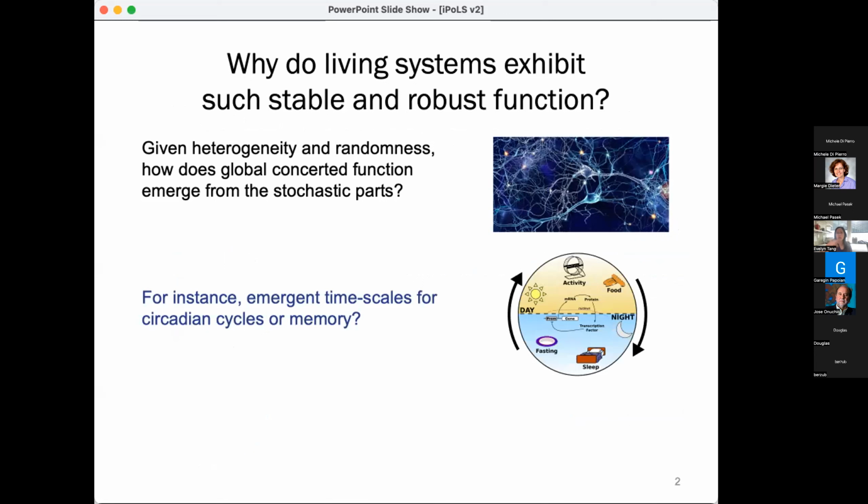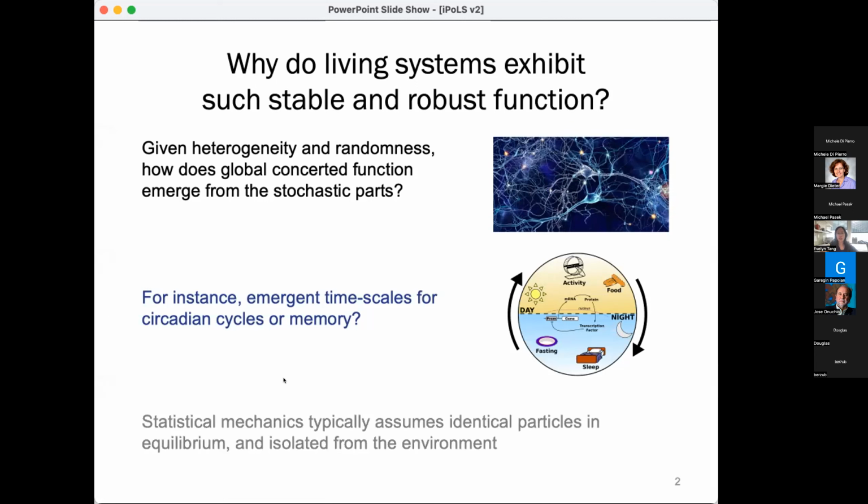Thinking about how these different parts can act together is even more amazing when you think about long time scale or long length scale behavior. For example, circadian cycles and memory, in which the underlying components may have transition timescales that are much faster than these longer timescales. How is it that with all of this randomness and heterogeneity, we get these long, stable timescales? And of course, these are out of equilibrium systems, which, as Michele already alluded to, oftentimes need new models that can describe these different regimes.